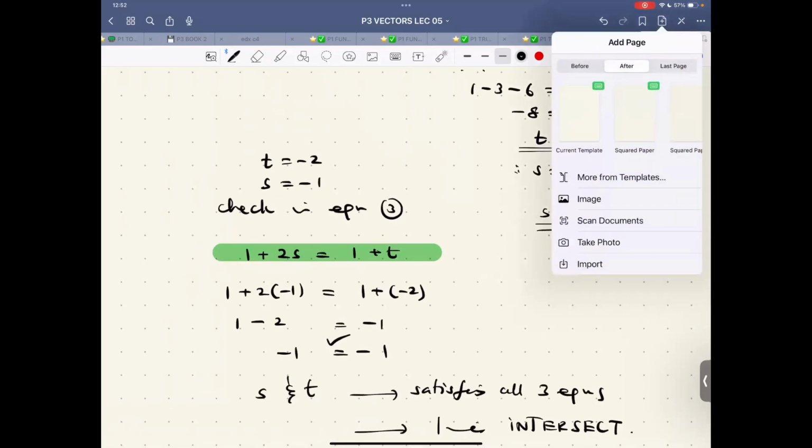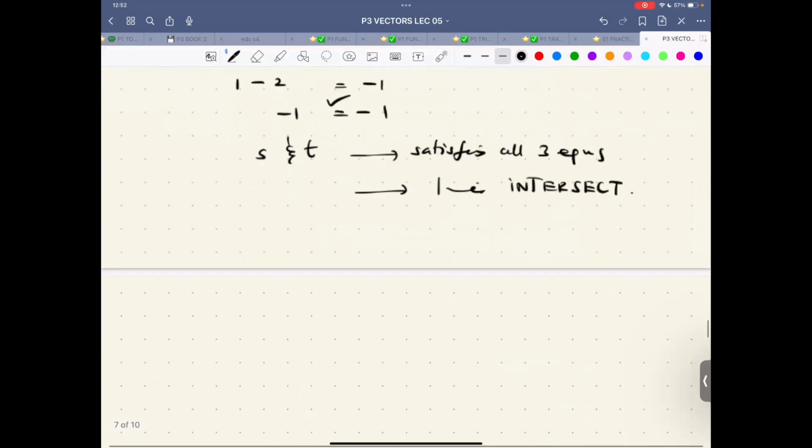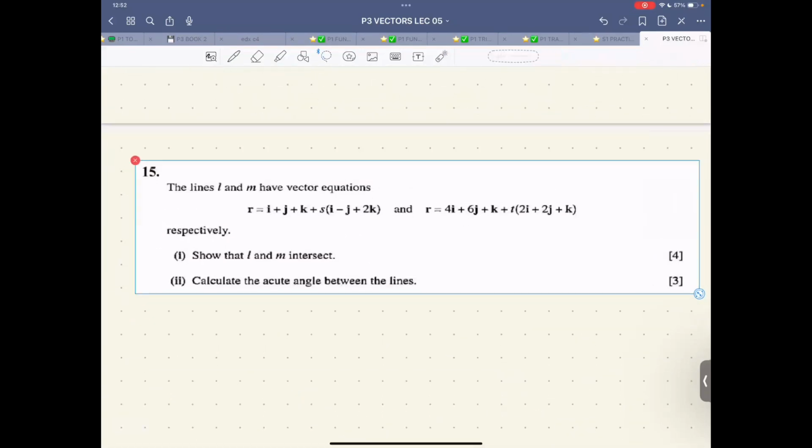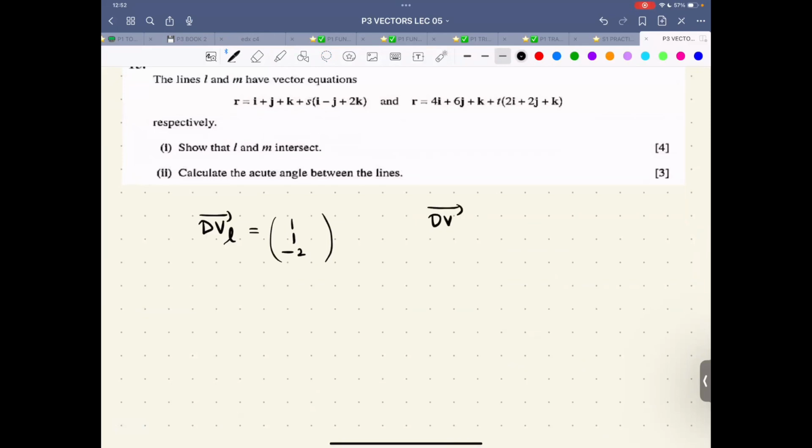Let me add a page over here. Let me copy this image and paste it over here. I'll also show you the mark scheme in a short while. Calculate the acute angle between the lines. So the direction vector of line L is (1, 1, -2), and the direction vector of line M is (2, 2, 1). Let me highlight it for you. That is (1, -1, 2), and the other one, the orange one, is (2, 2, 1). That's good.